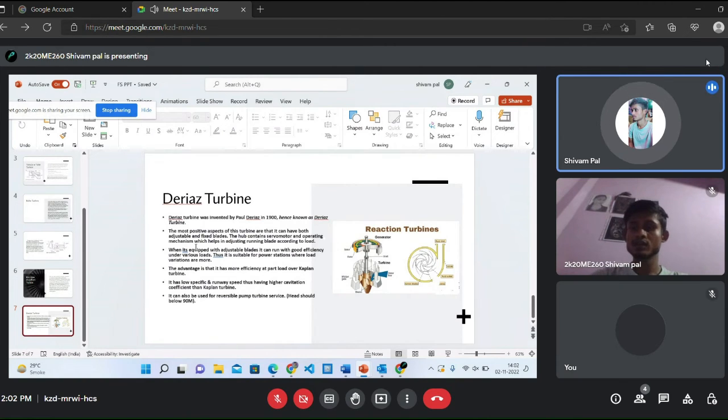The advantage is that it has more efficiency at part load over the Kaplan turbine, having higher specific and runaway speed and higher cavitation coefficient than the Kaplan turbine. It can also be used for reversible pump turbine service.